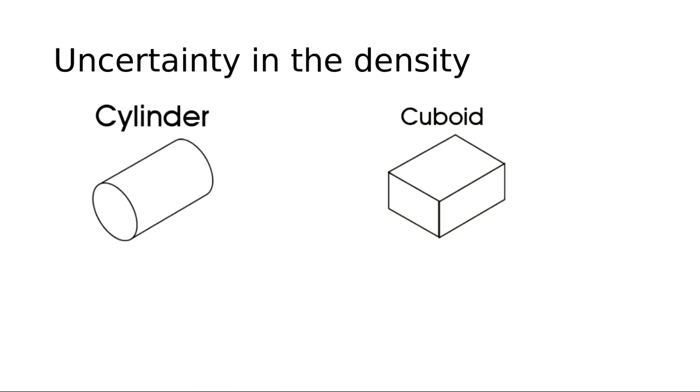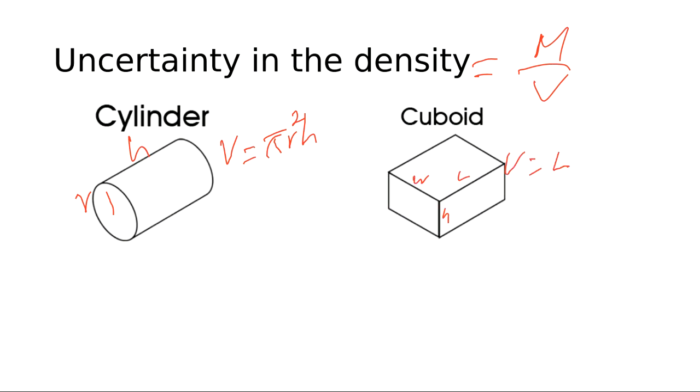So next one, we would like to find the uncertainty in the density in the case of a cylinder and also a rectangular solid or cuboid. So the question is, what is density? Well, density is mass over volume. Now in the case of a cylinder, the volume is going to be pi r squared h, where r is the radius, h is the height. In the case of a cuboid, we have length, width, and height, so the volume will be length multiplied by width multiplied by height.